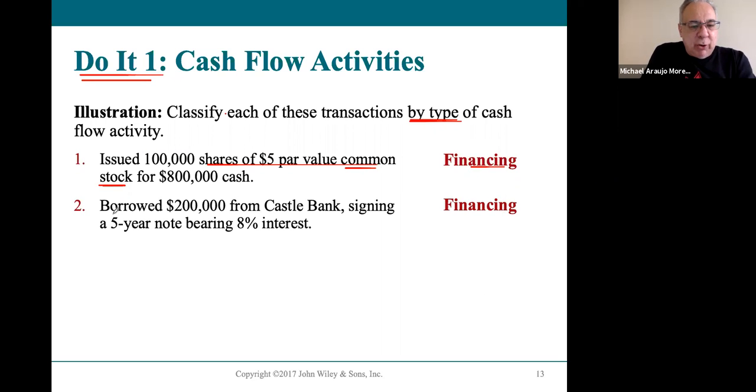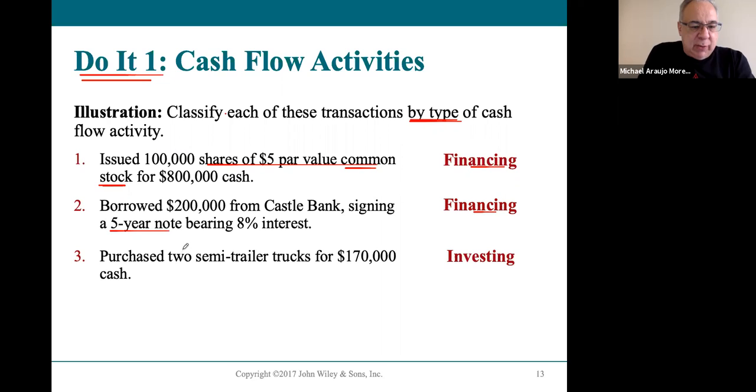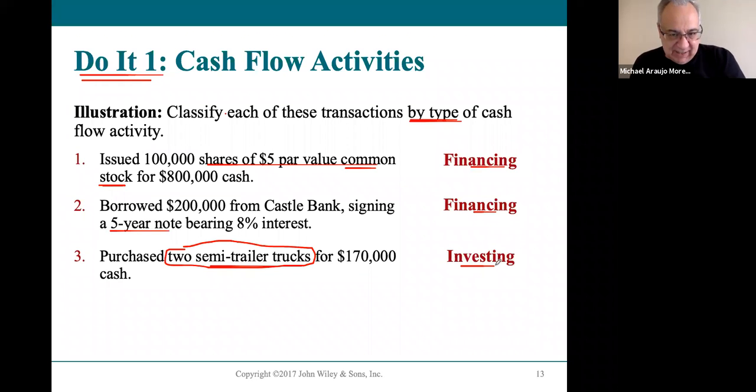Here we borrow $200,000 in a 5-year note. That's a long-term debt. Long-term debt is also part of financing activities. So that's a financing activity. The third thing here is we purchased 2 semi-trailer trucks. So when we purchase some really big trucks, that's investing in our assets, property, plant, and equipment. Property, plant, and equipment would be part of our investing activities. So that would be an investing activity.